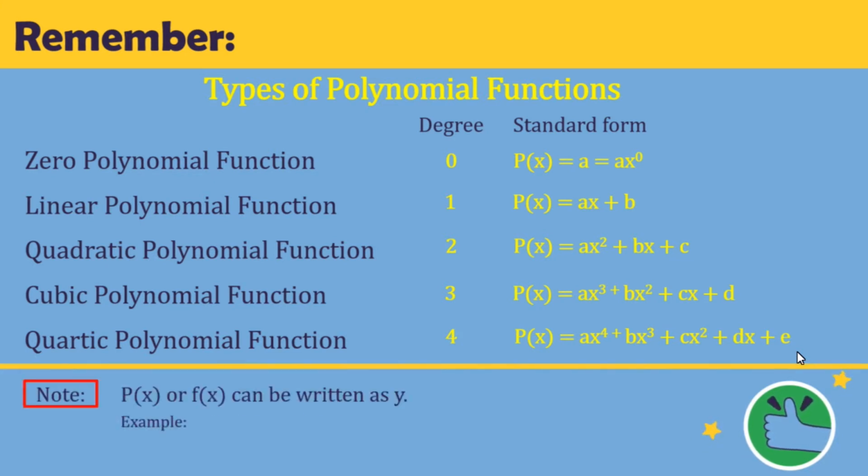Take note, p of x or f of x can be written as y. Example, p of x is equal to ax squared plus bx plus c, or it can be written as y is equal to ax squared plus bx plus c.